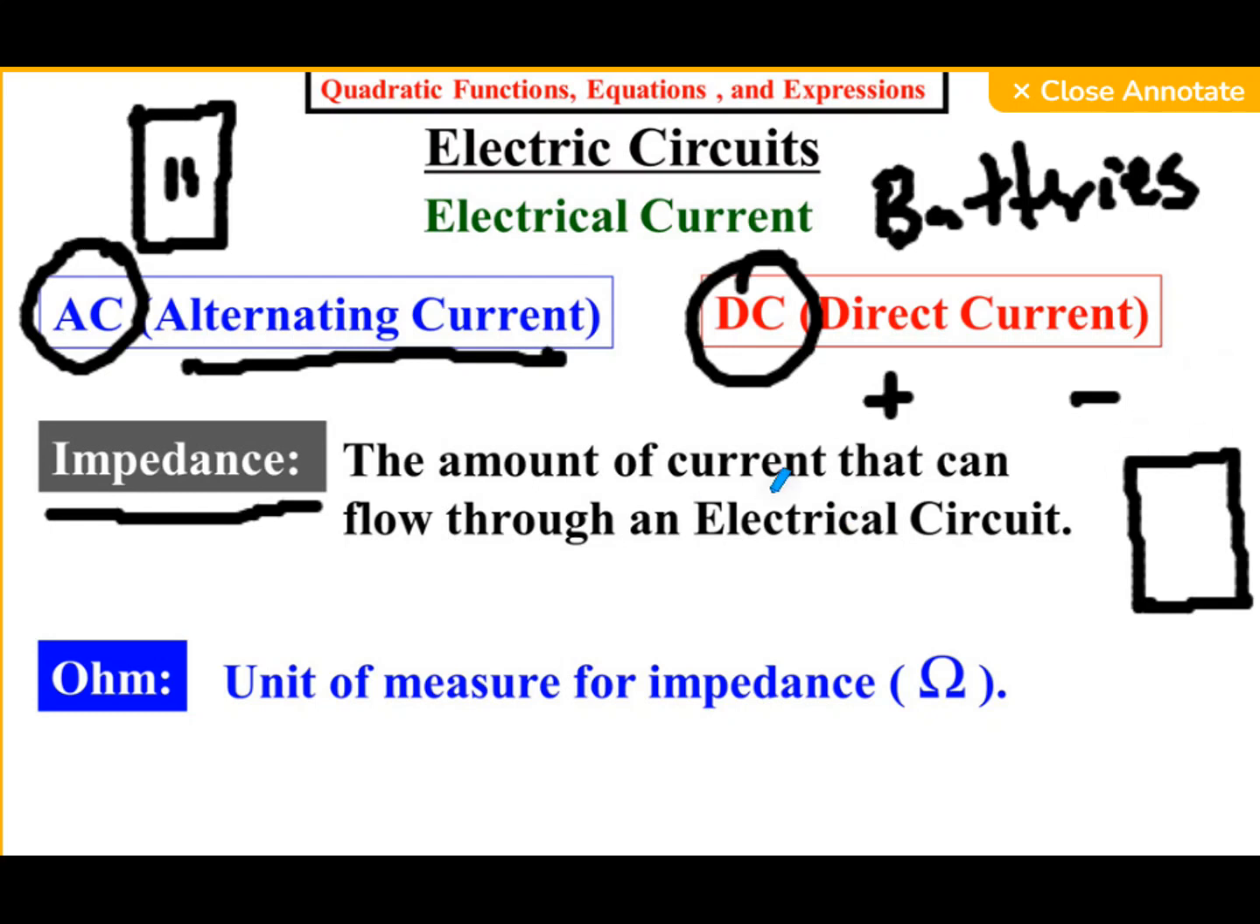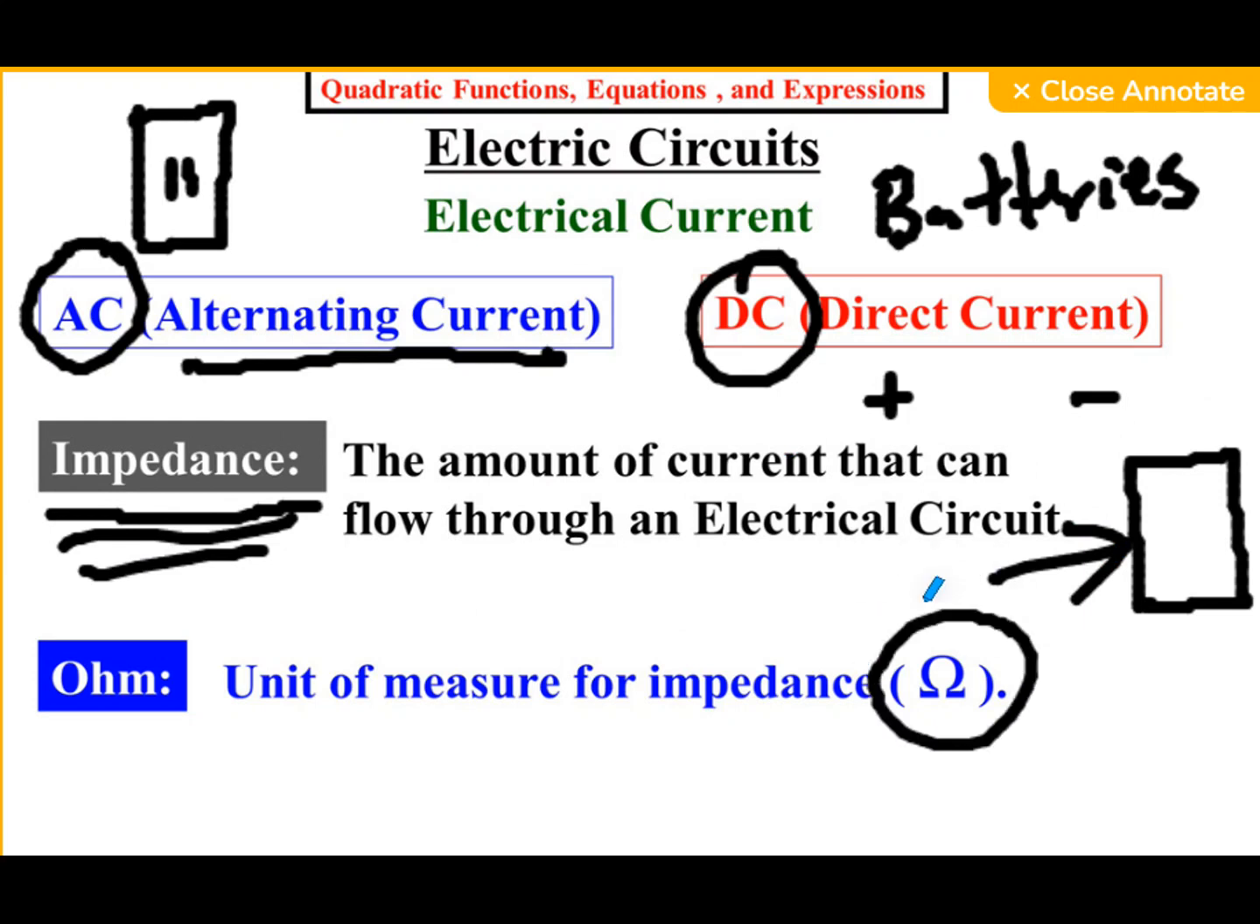Well, that is what we call impedance: how much can flow through a certain part. So that is measured by this symbol. This symbol is the Greek letter omega. They use the letter omega because it's ohm. That's the unit of the impedance that we're going to use. Okay? So that's a quick intro.